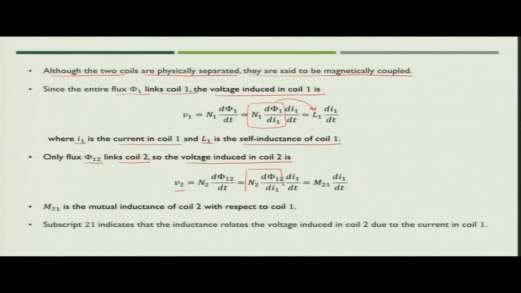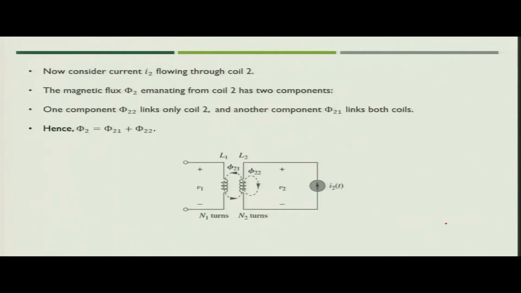This particular section of the expression we represent as M21, and then this equation becomes V 2 is equal to M21 d I 1 by dt. What is M21? M21 is the mutual inductance of coil 2 with respect to coil 1. The subscript 21 written in M21 indicates that the inductance relates to the voltage induced in coil 2 due to the current flowing in coil 1.